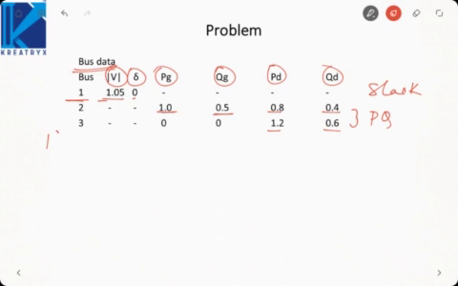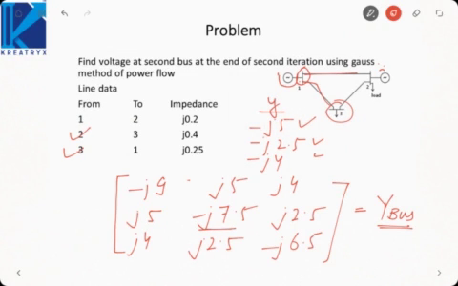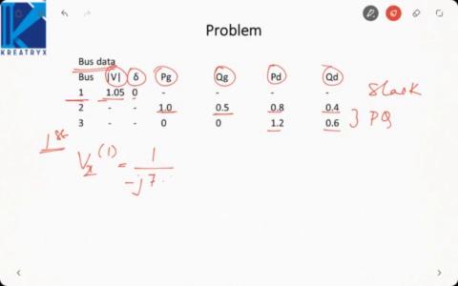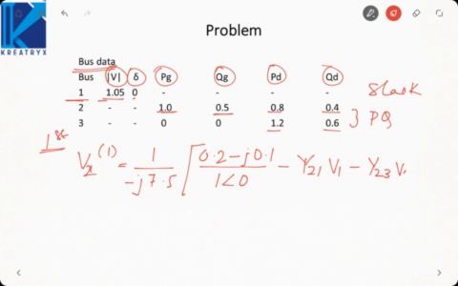Now we know we have to calculate it for 2 iterations. So let us perform our first iteration. In our first iteration, V2 1 will be 1 by Y22. Y22 was equal to minus J7.5. Then Pi minus JQi, that is 0.2 minus J0.1 upon Vi conjugate, that is V2 conjugate, will remain 1 angle 0. Because initially we have assumed 1 angle 0, its conjugate will remain same. Minus, it will be Y21 V1, Y23 V3. Because we take all the combination except V2.